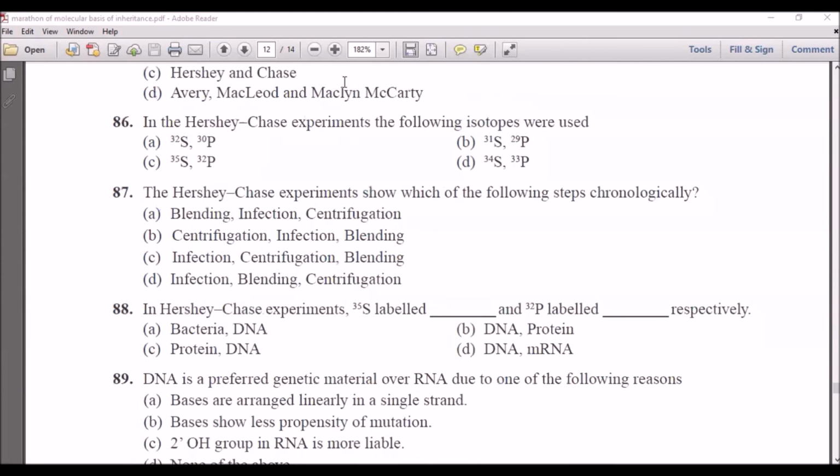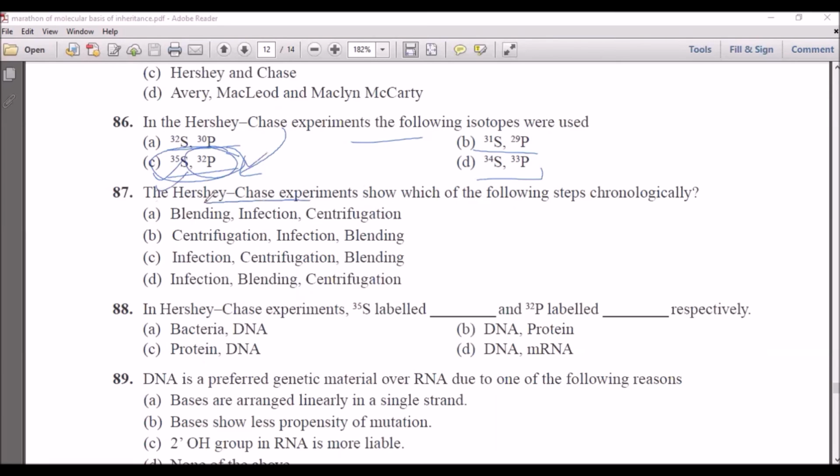Next question is, in Hershey-Chase experiment, the following isotopes were used. First is sulfur 32 and P30, sulfur 31 and P29, sulfur 35 and P32, and sulfur 34 and P33. Now we know that in Hershey-Chase experiment, the isotopes used were sulfur 35 and phosphorus 32.